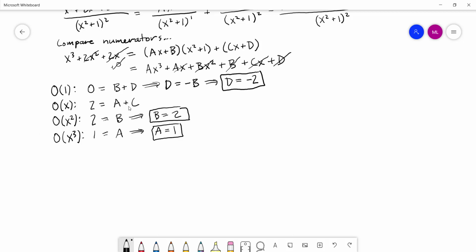And the last one, I have that a plus c equals 2, but I know what a is. So this one gives me 2 equals a plus c, but a is 1, so 1 plus c. Subtract 1 from both sides, and what do we get for c? c is equal to 1.